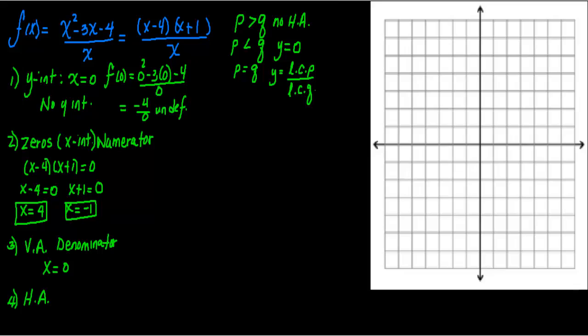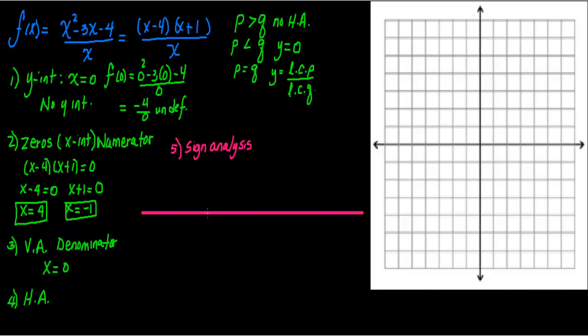Okay? The 5th step I call sign analysis. Sign analysis is going to tell me if the graph is above or below the x-axis. And that's going to help me draw this graph. So I'm going to draw a number line. And this number line is like if I were drawing the x-axis. It's going to help me determine where my graph is.